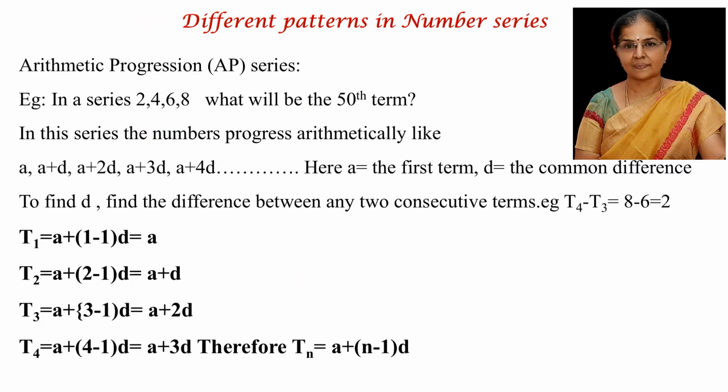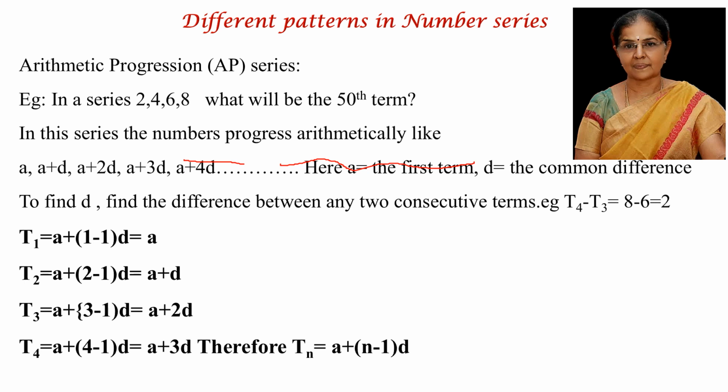See, the next type of problem is using arithmetic progression, also known as the AP series. So look at the problem here. In a series 2, 4, 6, 8, what will be the 50th term? Here we see the series and we know it is increasing by a constant number, 2. But what will be the 50th term? It's such a big number, you cannot write 2, 4, 6, 8, 10, 12, 14, 16 like that up to the 50th term. You cannot keep on writing, it will take a lot of time.